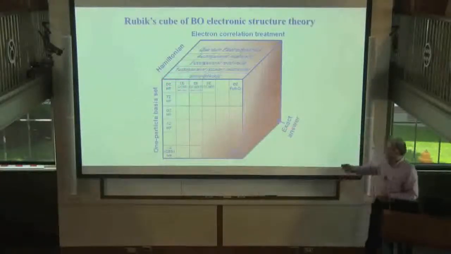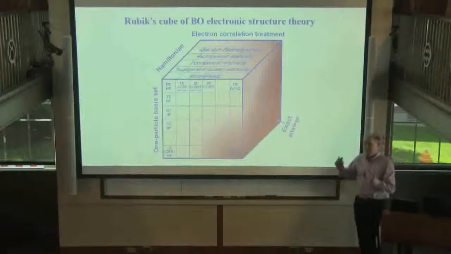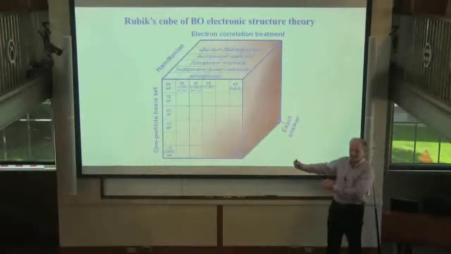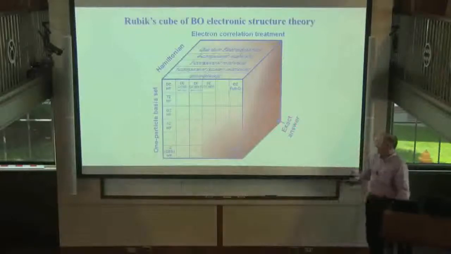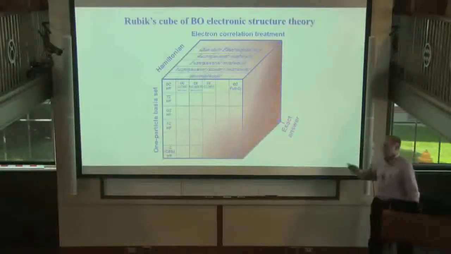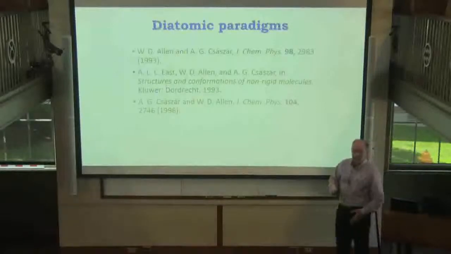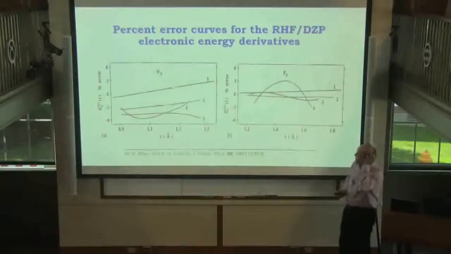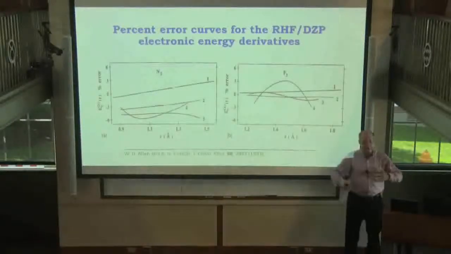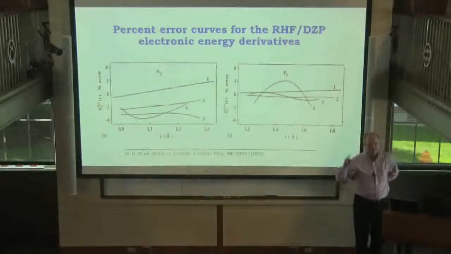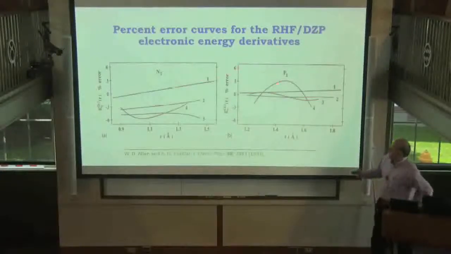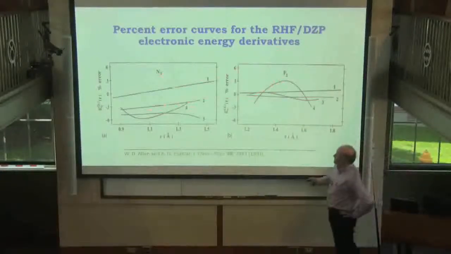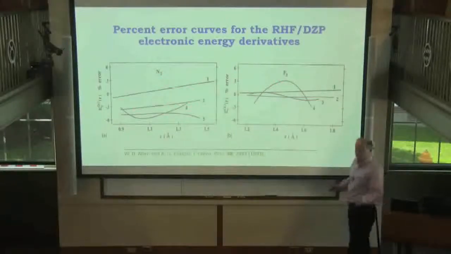Now we know that we can give a very precise answer which will still not be very accurate. Experiments still can be slightly different from these results, but at least that's a good goal. So let's see some diatomic paradigms, what it means that we would like to compute structures. Structures are determined, because we are on the Born-Oppenheimer surface, as the first derivative of the energy. Now, on this figure for two diatomic molecules, N2 and F2, I show the percent error of the different derivatives with respect to the distance.